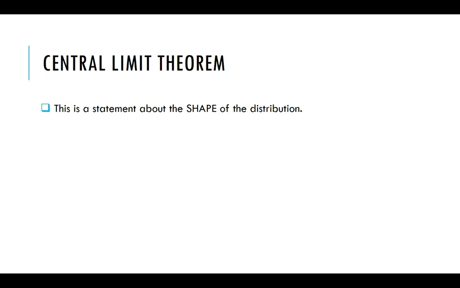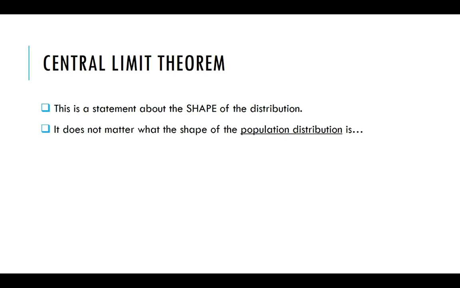So again, this is a statement about the shape of the distribution. And one thing that's really cool is that it doesn't matter what the shape of the population distribution is, the population from which we pulled the sample. It doesn't matter what the shape of that distribution is. When we pull our samples and take our means and create a distribution of our sample means, we are going to get a normal distribution.